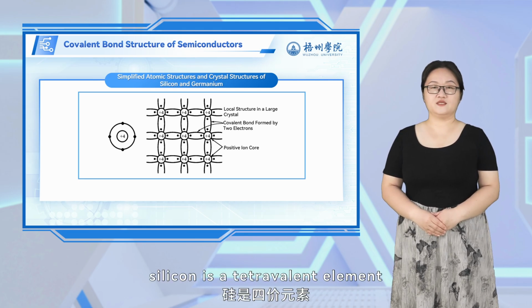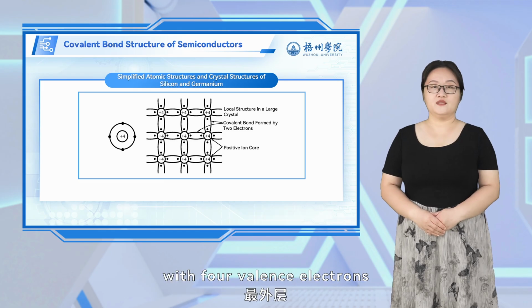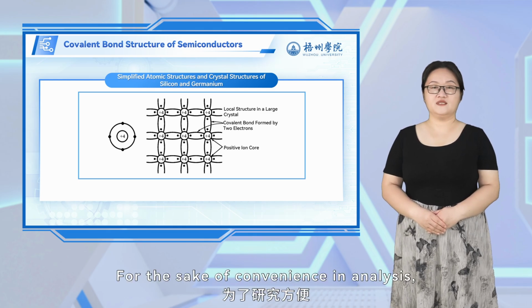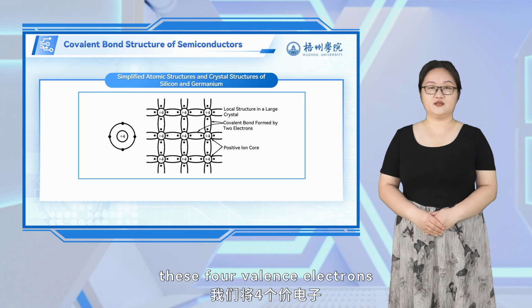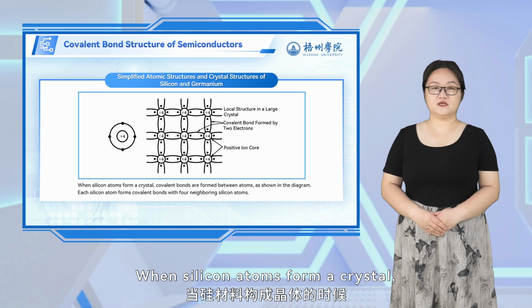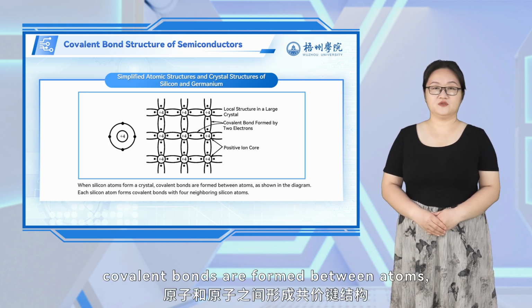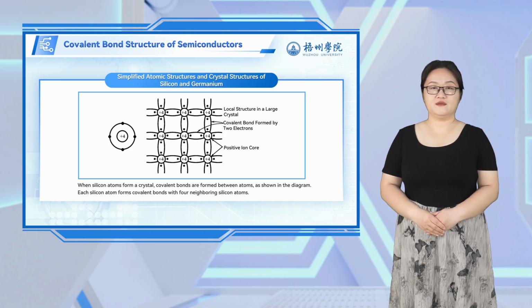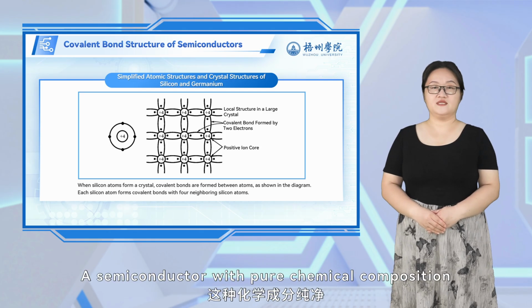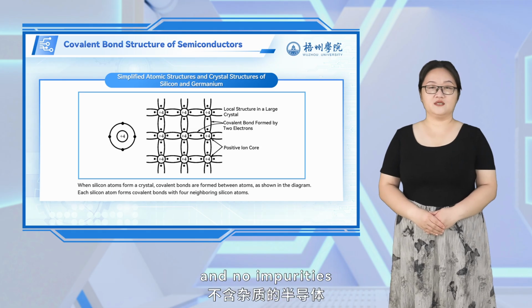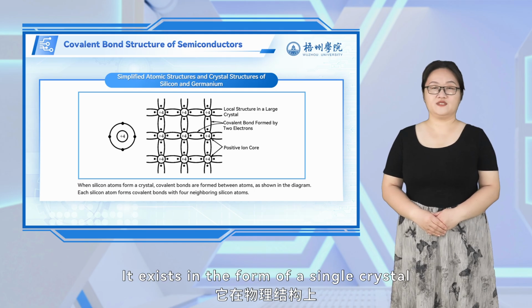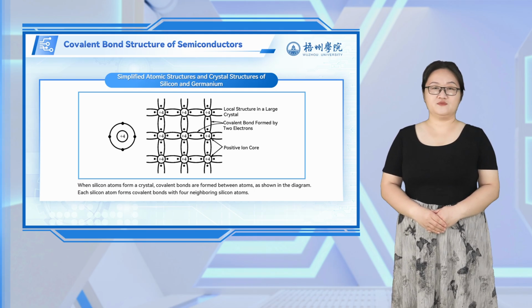As we all know, silicon is a tetravalent element with 4 valence electrons revolving around the atomic nucleus in the outermost shell. For the sake of convenience in analysis, these 4 valence electrons are represented in a planar diagram. When silicon atoms form a crystal, covalent bonds are formed between atoms, as shown in the diagram. Each silicon atom forms covalent bonds with 4 neighboring silicon atoms. A semiconductor with pure chemical composition and no impurities is called an intrinsic semiconductor. It exists in the form of a single crystal in its physical structure.